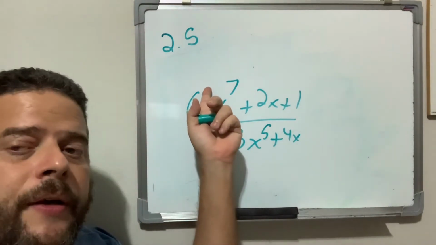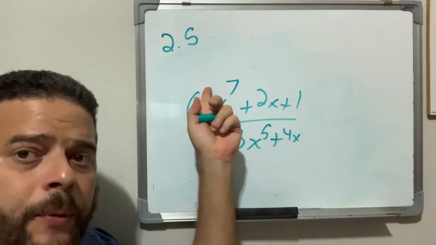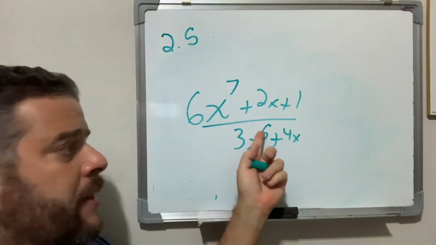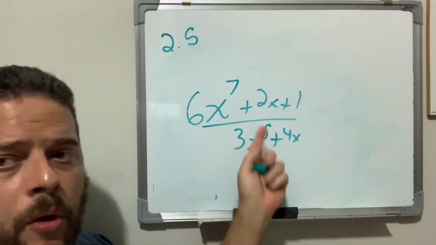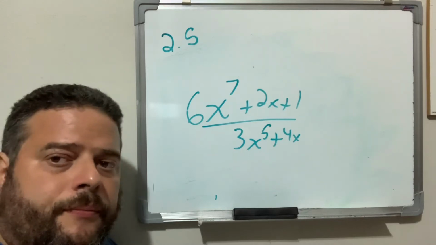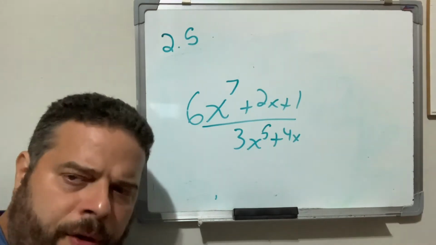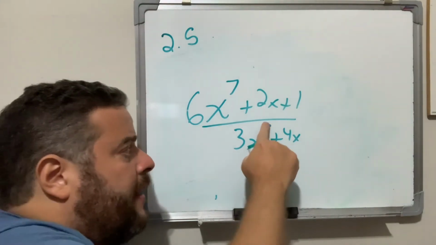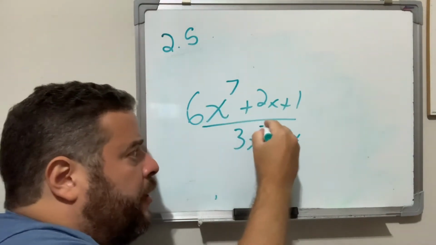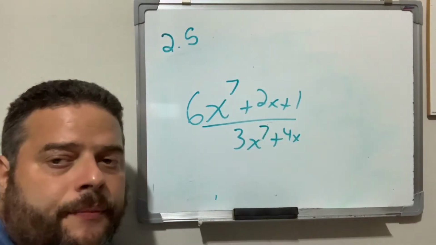When the numerator's degree is larger than the denominator's degree, there is no horizontal asymptote. There's just not. So the answer is no horizontal asymptote. Pretty simple. And now what happens when the degrees are identical?